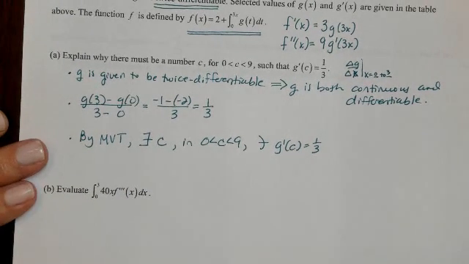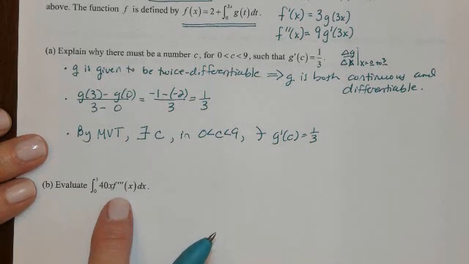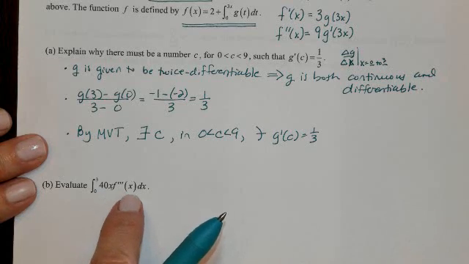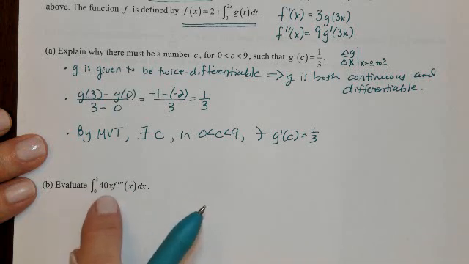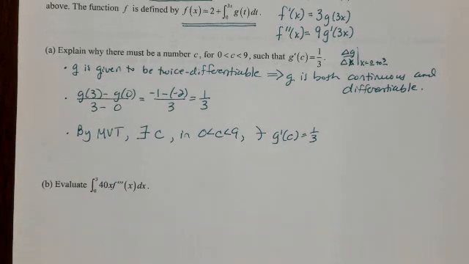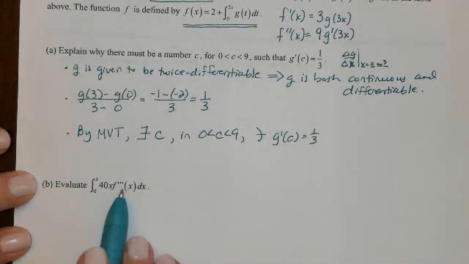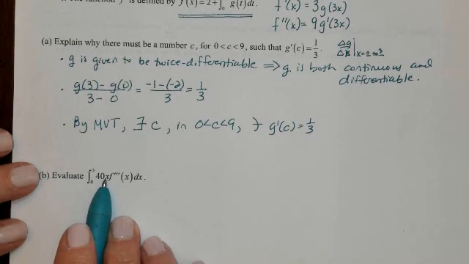Okay, next up, part B. We have this little integral to evaluate. And I notice that we have f triple prime of x, and we have this 40x. The 40 is not a problem. I could take that outside if I wanted to, or you can just leave it inside. It doesn't matter. But we have x times f triple prime of x. So because I have this x out here, I'm going to need to use integration by parts.